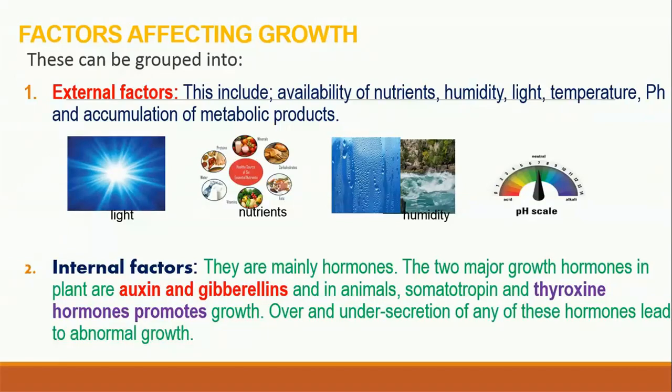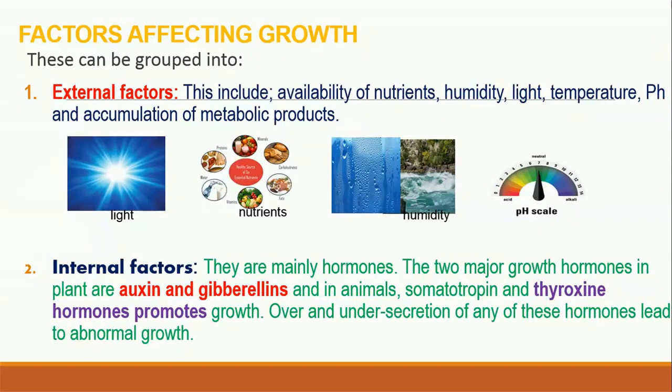So the second factor here, we call them internal factors. Okay, now these are factors that are found inside the body of the organism, ending up affecting the growth of the organism. They are mainly hormones. Okay, so the two major growth hormones in plants are called auxin and gibberellins. And in animals, the two main growth hormones are called somatotropin and thyroxine. Now, somatotropin hormone can also be called pituitrin, or simply known as the growth hormone.